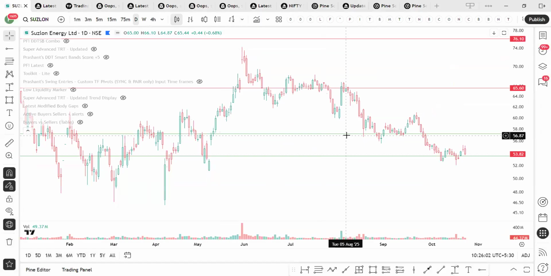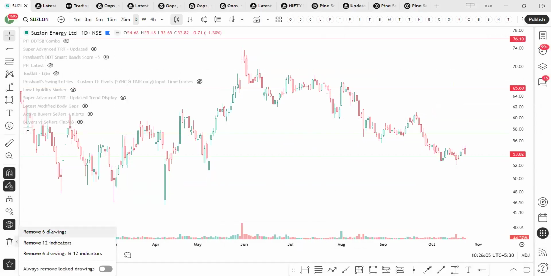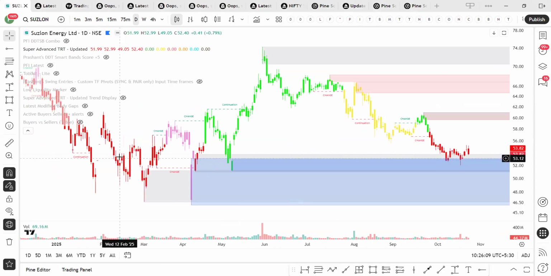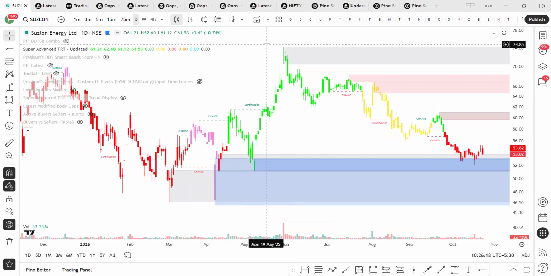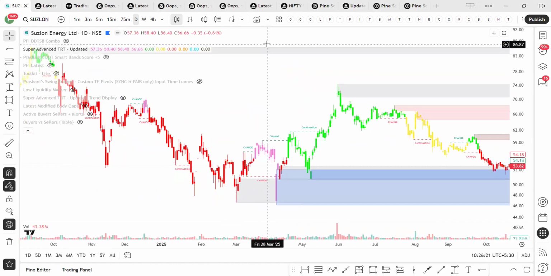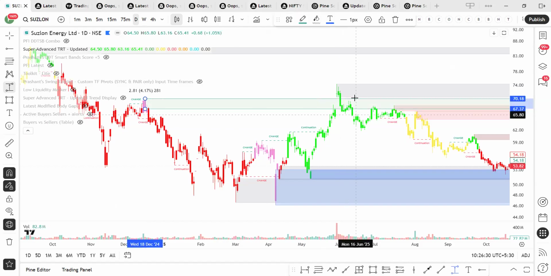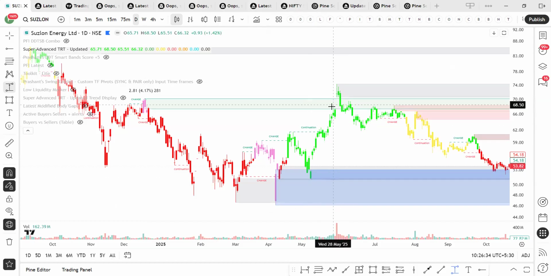So Suzlon Energy. See, it had turned green, gave a nice retracement entry, went up. So this was a retracement entry and it has given a good up move. It actually went above this as well. So there was some starting point here for a down move and it completed that target here. So if I buy here, that would be my exit in this candle.